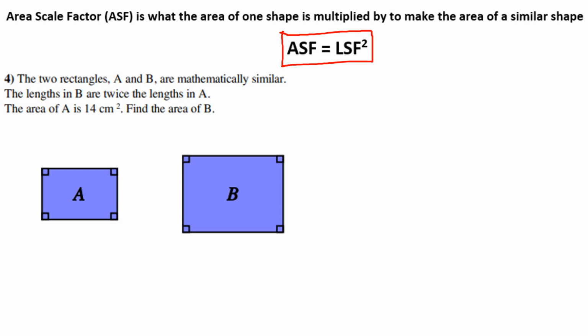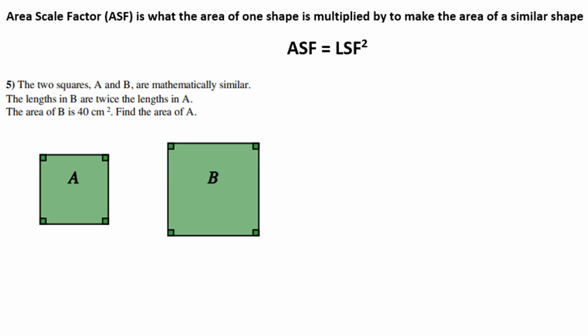So we've got two rectangles here. It says they're similar, which means we've got an LSF of some sort. And it says the lengths in B are twice the lengths in A. So that's straight up telling you that LSF is equal to 2, because the lengths have been times by 2. It says the area here is 14 for shape A, and we want to find the area of shape B. So if the LSF is equal to 2, then the ASF, according to our little formula here, is equal to 2 squared. Our ASF is equal to 4. So that means the areas get multiplied by 4. So the area for B would be 14 times 4. So in other words, the area of B is 56 centimeters squared. Okay, let's look at another example.